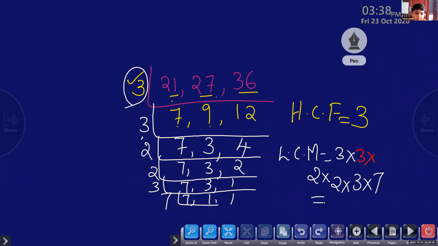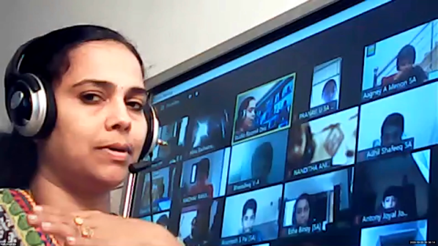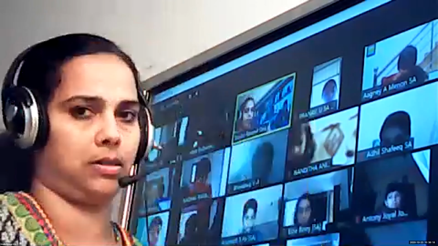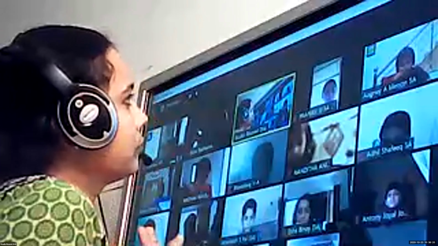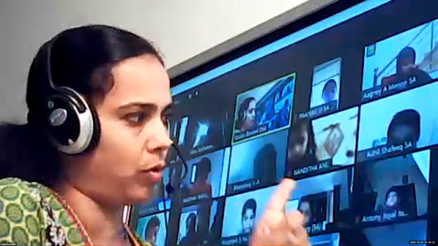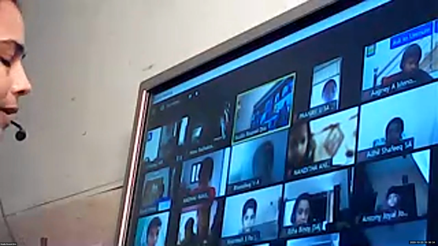Yes, ma'am. Yes, children. So if you do any method, you get the same answer. HCF means highest. If you don't have common factors in all the numbers, we cannot do more. But in LCM it is least common. Least common means we can take a number even if it is common in only one number. So we will reduce till all the numbers are reduced to 1, 1, 1. Then we will write multiplying all the prime numbers, and we will get the answer.